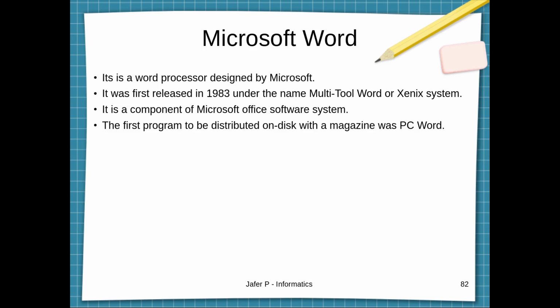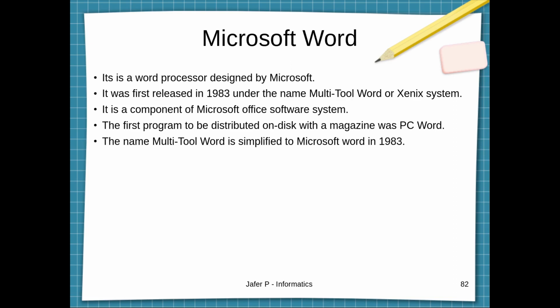The first program to be distributed on disk with a magazine was PC Word, right? So PC Word was the first program that you could distribute through disk. Disk means a CD or DVD, etc., with a magazine. That magazine will tell you what the Word is.